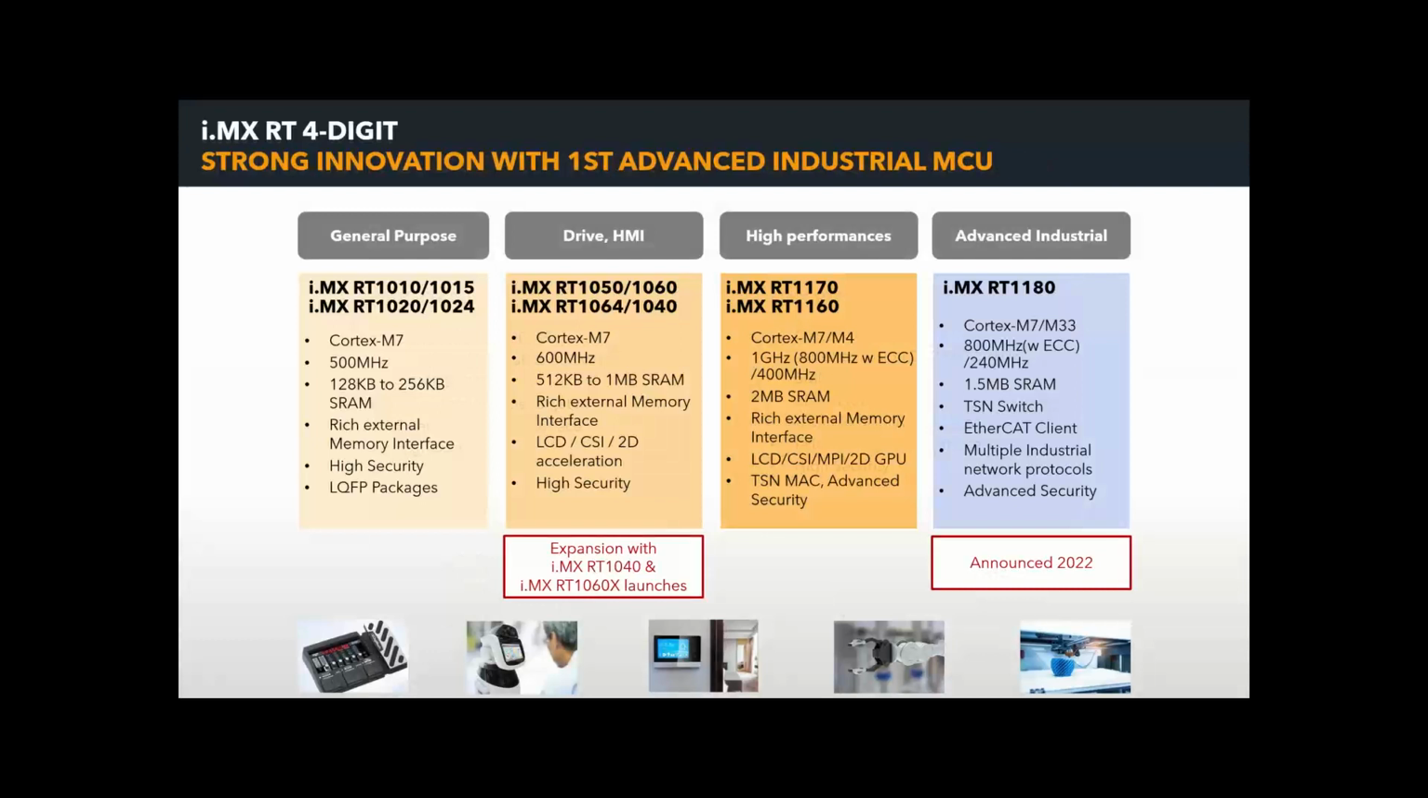But the majority of the i.MX RT are actually sitting on the i.MX RT 4-digit. So that's where we really focus on industrial and IoT applications. This is a very high level categorization of the different RT 4-digit. The way to look at it, we firstly have the very general purpose i.MX RTs. That's the RT1010, the RT1020. The single core Cortex-M7 goes up to 500 megahertz of performance.